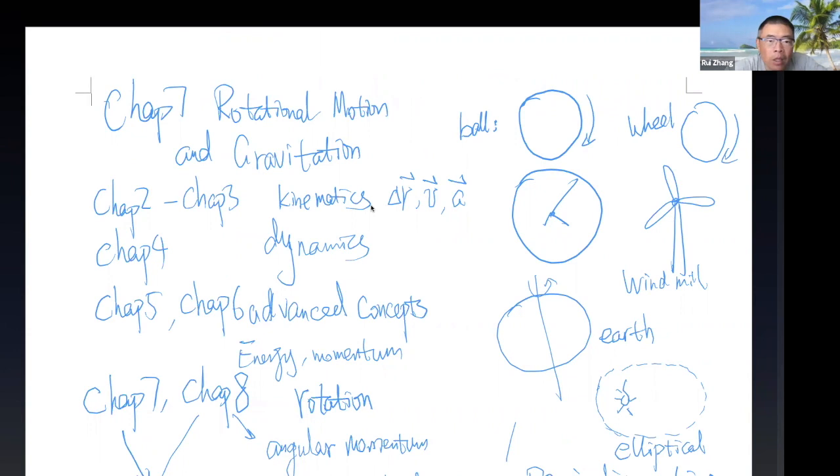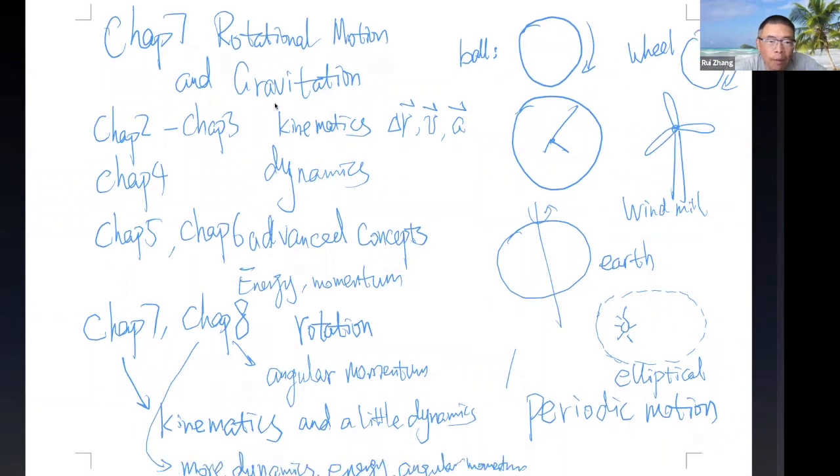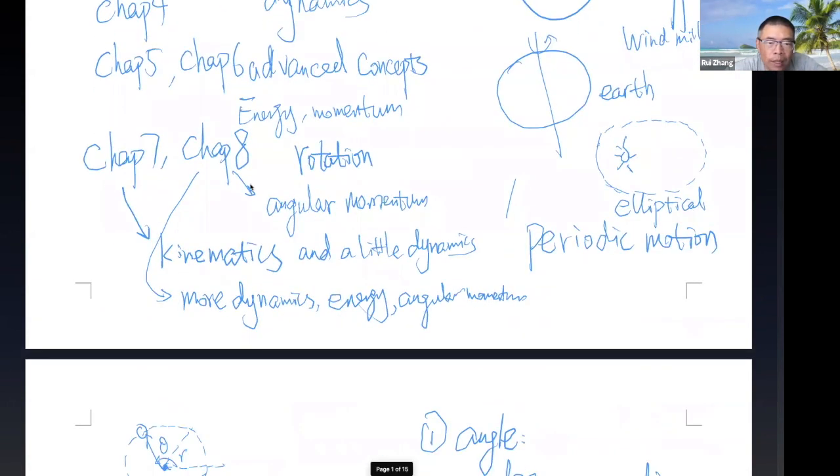But okay, so chapter 7 is about rotational motion and gravitation. In this chapter we start a new kind of motion, but we're going to repeat our cycle of logic: we start from kinematics, go to dynamics, and then do advanced concepts. In chapter 7, we start from kinematics and do a little bit of dynamics. In chapter 8 we'll do a little bit more dynamics, but I don't think we will get to angular momentum in chapter 8. We don't have that much time.